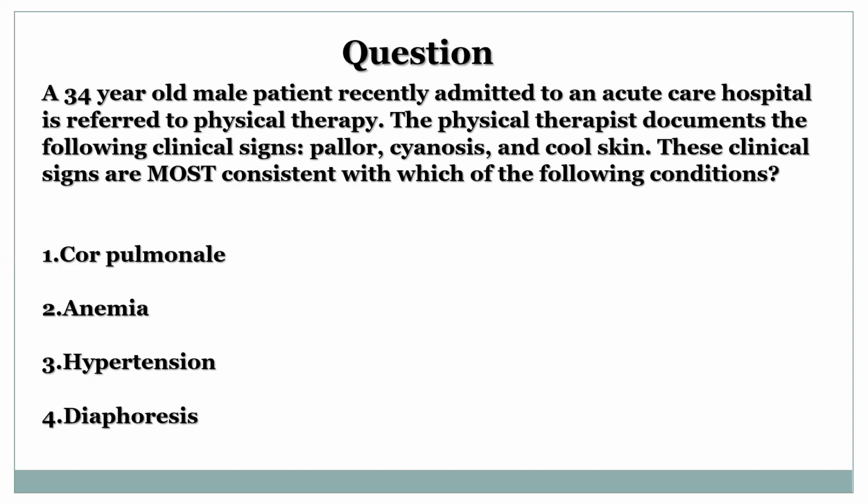Okay. Why is number 4 not the correct answer? Diaphoresis. Diaphoresis refers to profuse perspiration or sweating and is often associated with shock or other emergent medical conditions. So the correct answer here is number 2, anemia.